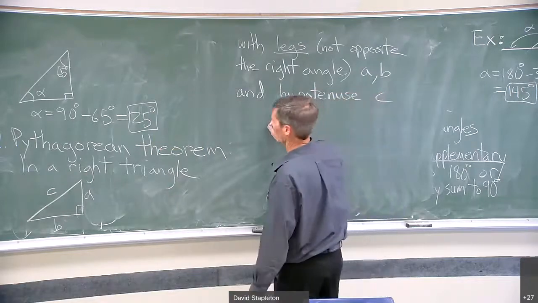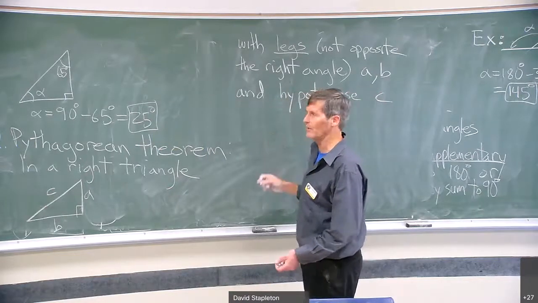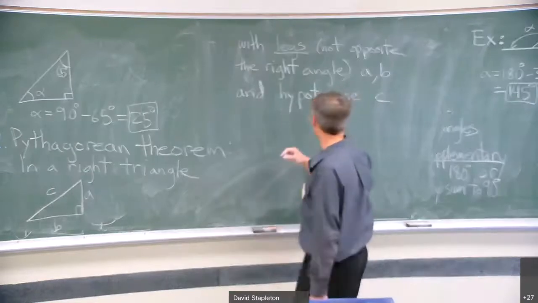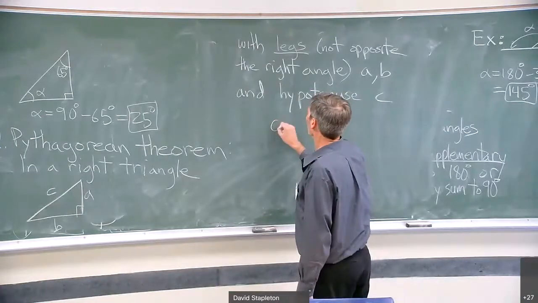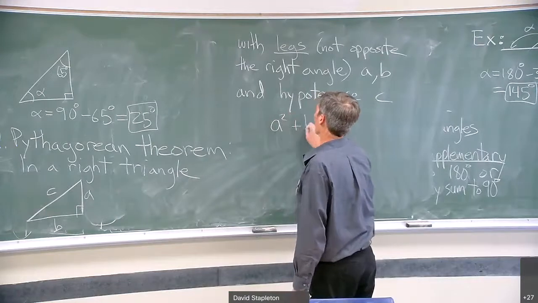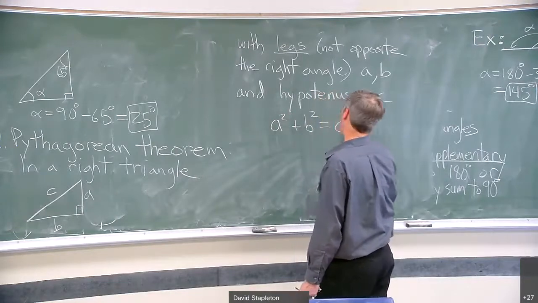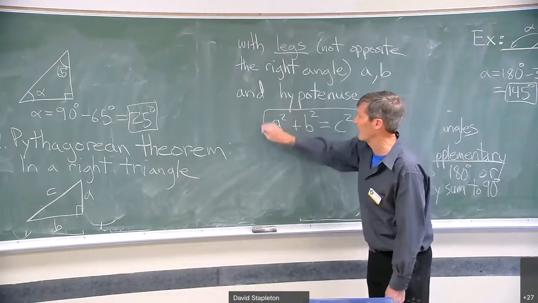The Pythagorean theorem. It's actually not hard to prove. It's kind of a fun, easy proof. You do it just with pieces of cardboard, for instance. You find always that a squared plus b squared equals c squared. Right? So there's the Pythagorean theorem.